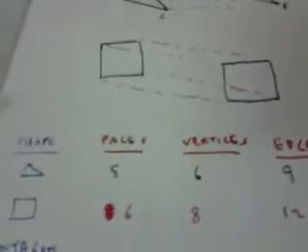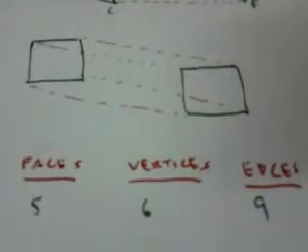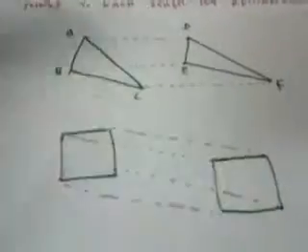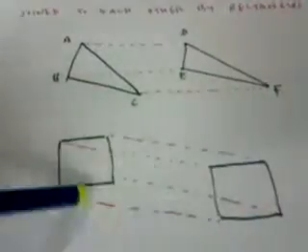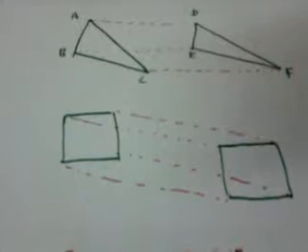How many edges are there? Well, let us count the edges. 1, 2, 3, 4, 5, 6, 7, 8 and 9. So there are 9 edges. Now instead of triangle, if you have two square bases and the corresponding vertices are joined by straight lines, then the corresponding sides of the two squares are joined by rectangles. This is another type of prism.